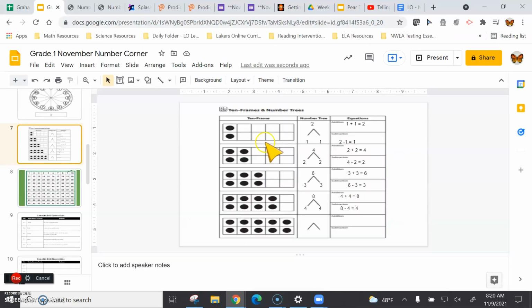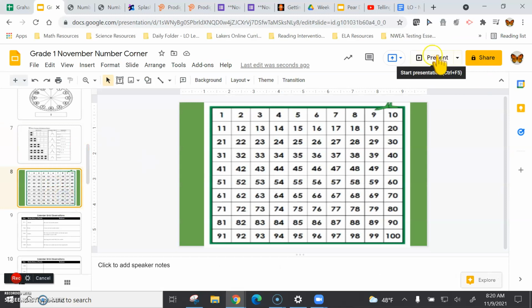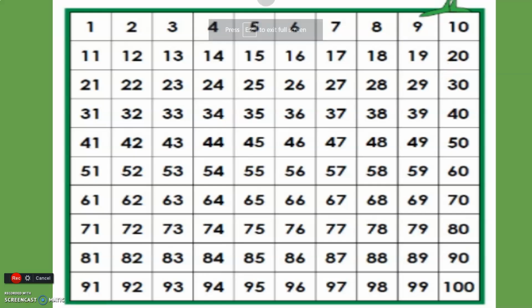Very good, All-Stars. The last thing I want to show you is our hundreds chart. I want you to see that we've been doing a lot with our hundreds chart. We actually just celebrated last week 50 days in school. And if we color in 50 of these squares, do you know we've colored in half of the shape, half of the chart? 50 is half of 100.